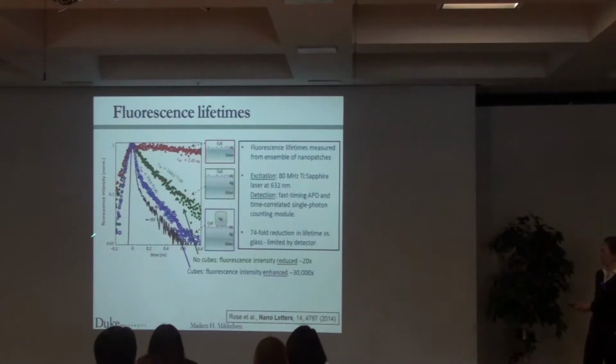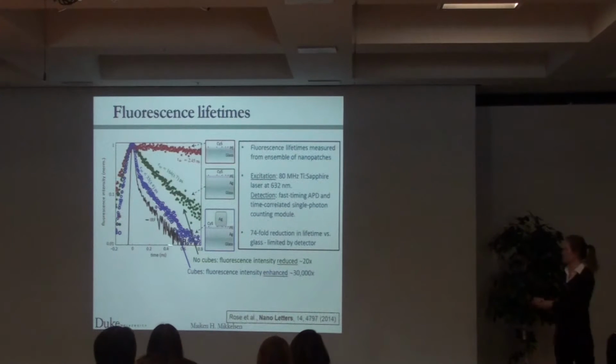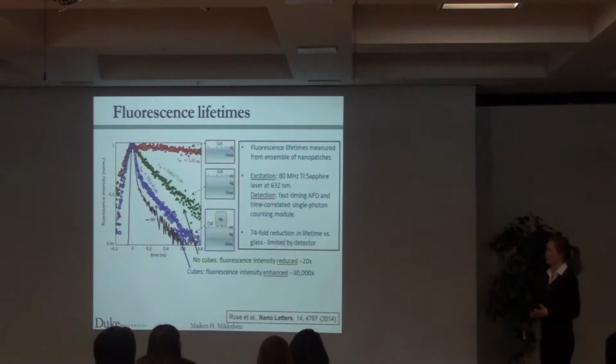But when we add the resonant cubes and do nothing else to the structure, we can actually get fluorescence enhancement up to 30,000 times. So we're really in two different regimes, and in the case with the resonant nanoantennas, we can really enhance the spontaneous emission rate.